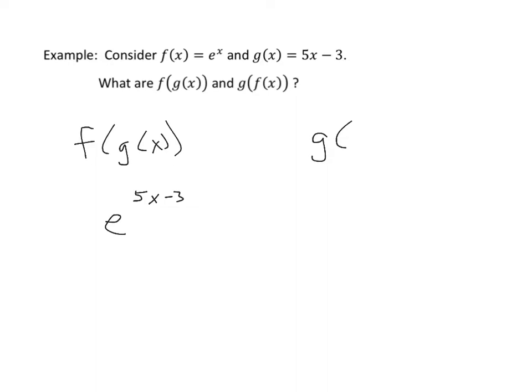Similarly, when I do g of f of x, in this one I'm going to take the g function, and wherever I see this x, I'm going to plug in the f of x function. So g of f of x is just going to be 5 times e to the x, minus 3.